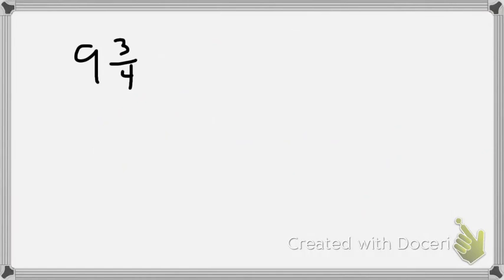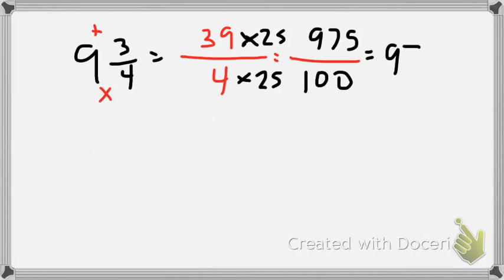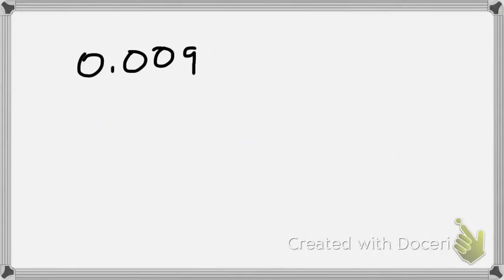And we're going to change 9 3/4 to a percent. So 4 times 9 plus 3. And the denominator is going to stay the same. So 9 times 4 is 36, plus 3 is 39. And I want to get this out of 100%. So 4 times 25, and 39 times 25, and I'm going to get 975. So this would be 975%.